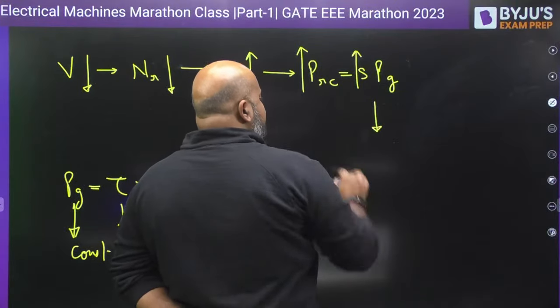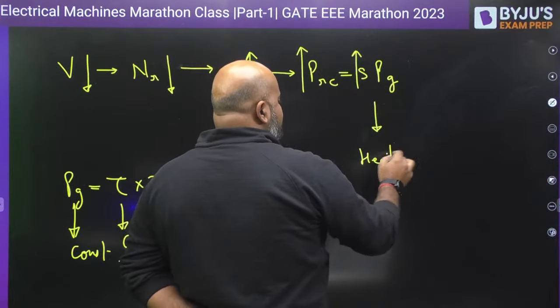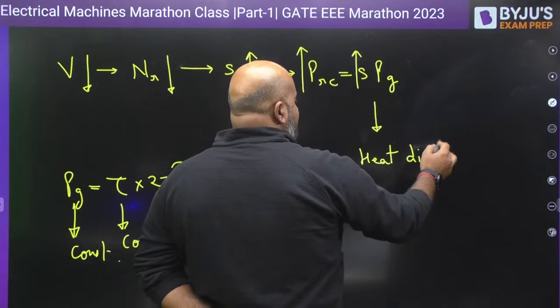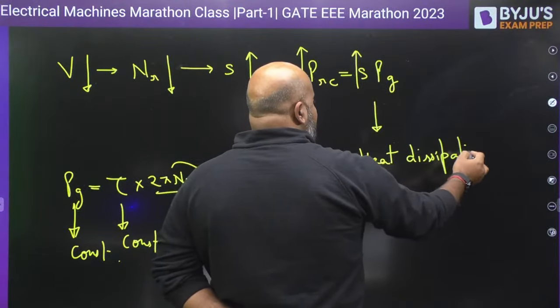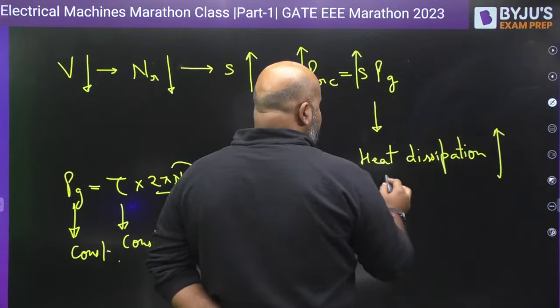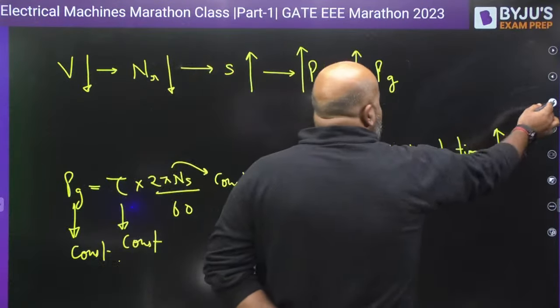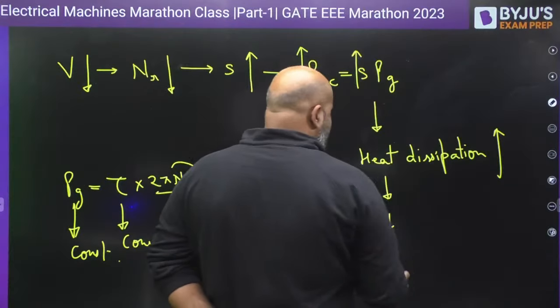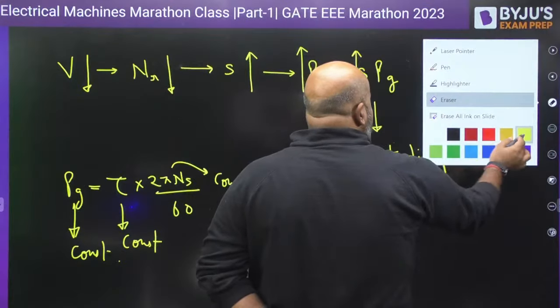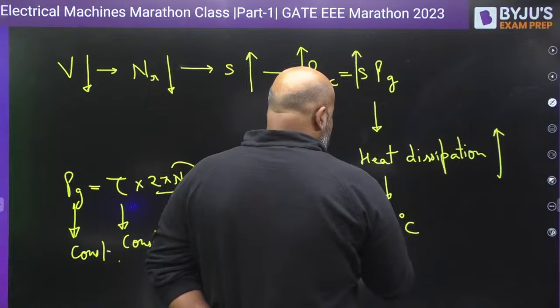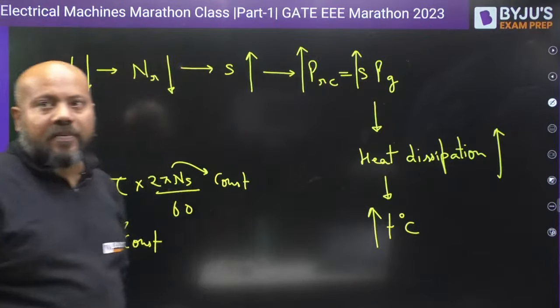Rotor copper losses increase means heat dissipation increases. Copper losses are nothing but heat dissipation. Heat dissipation increases means the temperature of the motor is going to increase. This is the complete process you have to understand.